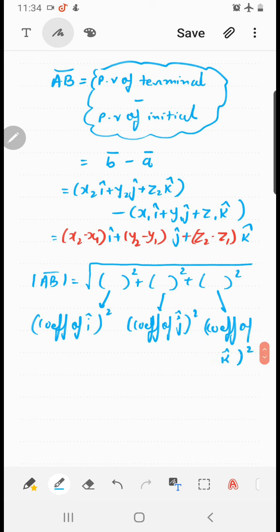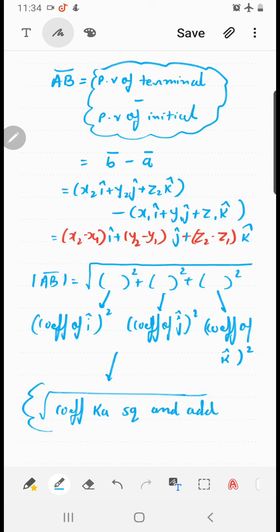So what is basically the formula of magnitude? Next time when I ask you, you should say under root of coefficient square and add. I repeat the formula. What is the magnitude formula? Coefficient square and add. Okay. So under root of coefficient square and add. This is what I expect from you as magnitude formula.